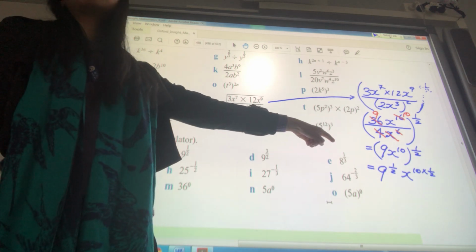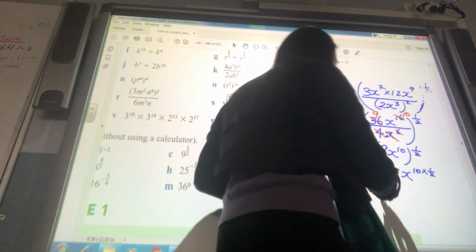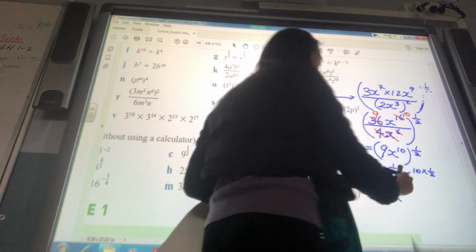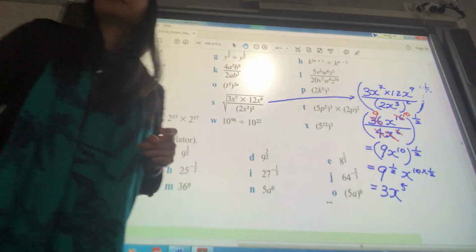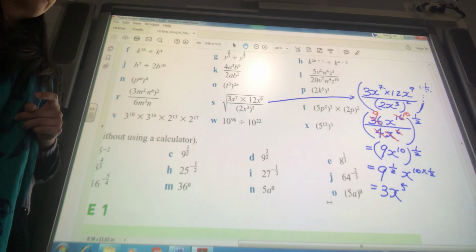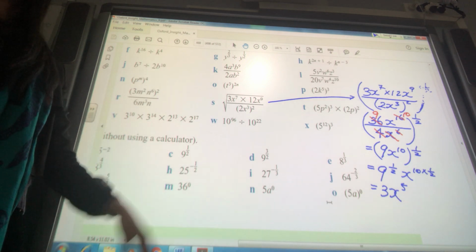What is 9 to the power of 1 over 2? 3. Right? So 3 times 10 times a half, that's 5. So 3x to the power of 5. You can simplify in the square root as well. It doesn't matter, there's no order to it.